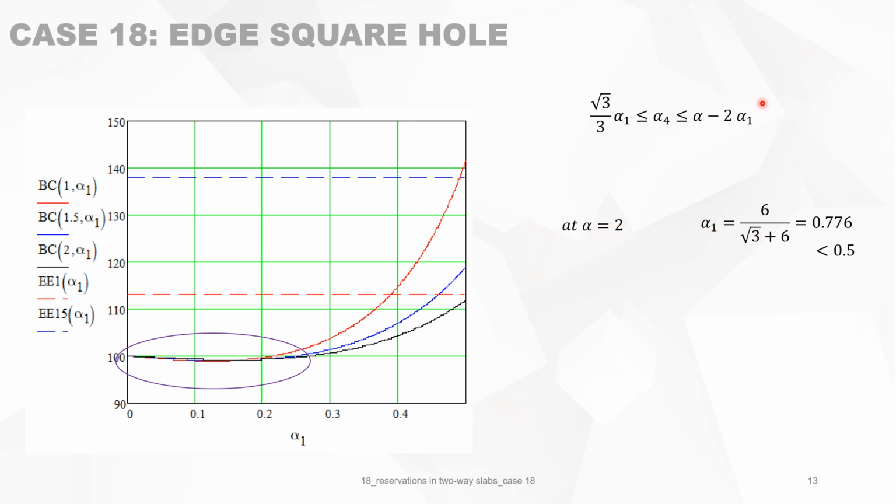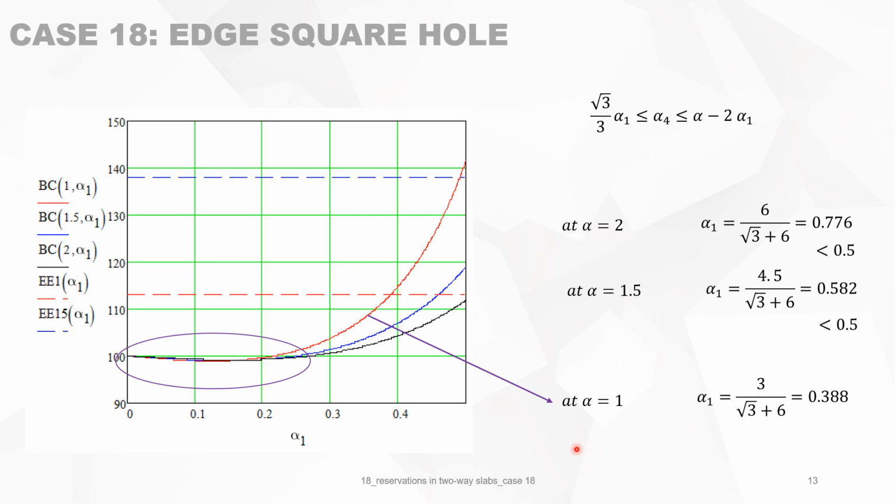So this upper condition for alpha equals 2 does not bother us. Then we take alpha equals 1.5. We fill in alpha 1.5 and we find that alpha 1 is limited to 0.58. That's not a problem because it is limited to 0.5 for our formulas. So this condition does not play a role. But then when we arrive at alpha equals 1, which is the square slab, then alpha 1 is 0.388. So this means the red curve is for alpha equals 1.